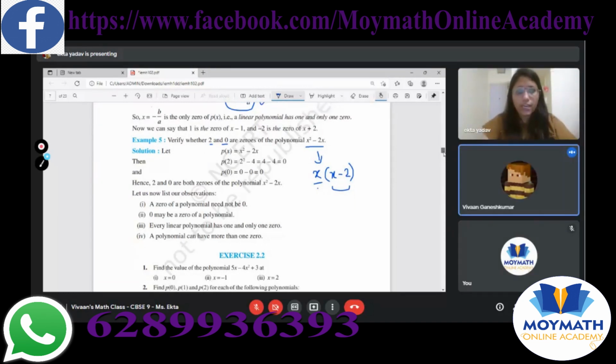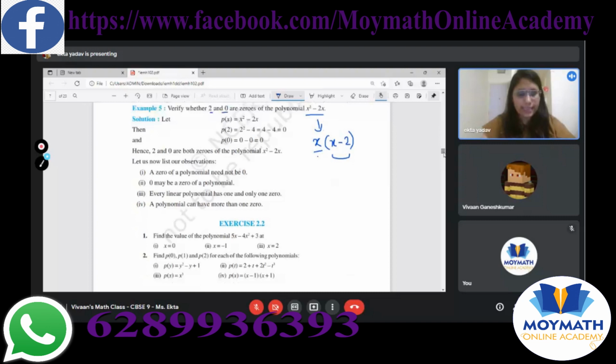Okay. Now we will go to exercise 2.2. There are some points that they share, so I'll just read it out quickly to you. A zero of a polynomial need not be 0. This confusion is seen, that a zero of a polynomial and the zero polynomial are two different things, correct? Are you clear with both of them? Second, 0 may be a zero of the polynomial. It may be, but it's not mandatory all the time that 0 will satisfy the given polynomial.